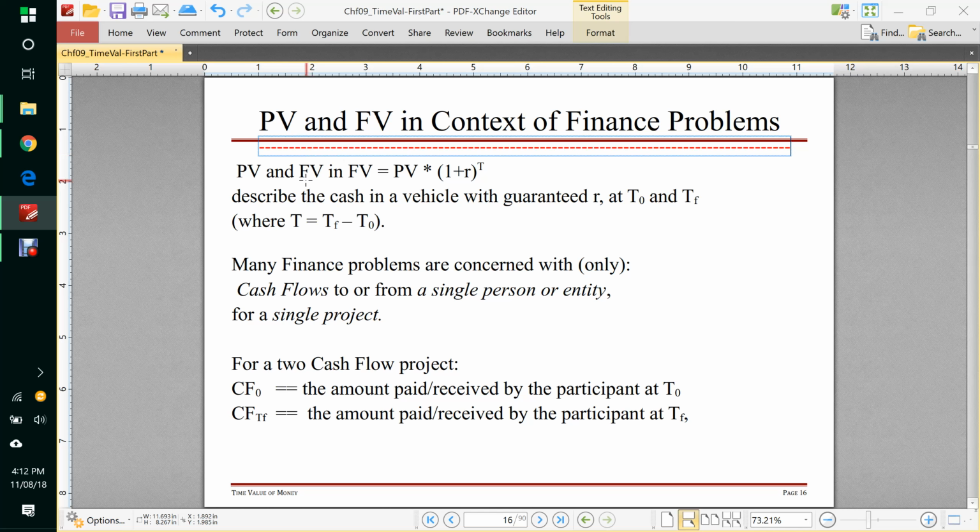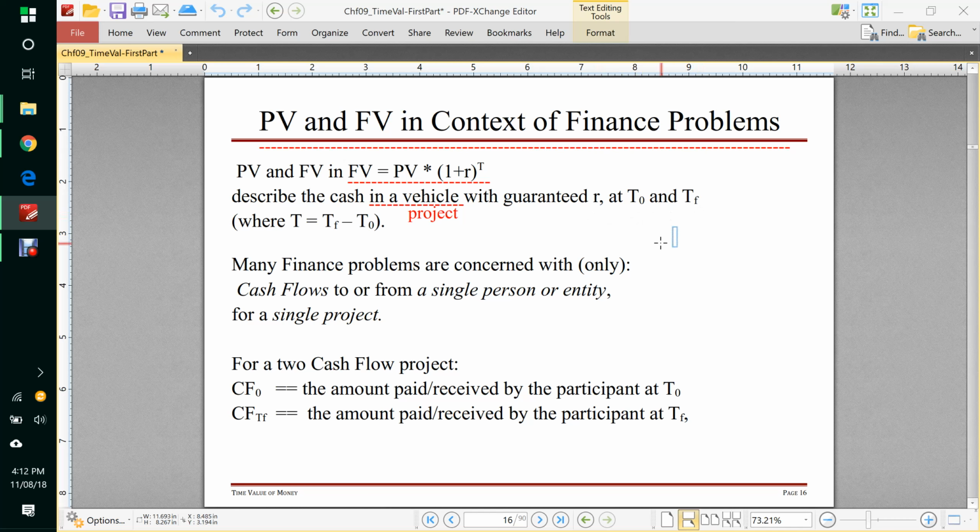If we're starting with this formula, the fundamental time value formula, what this is describing is the cash in a vehicle, in an investment project, in a project with a guaranteed interest rate at T0 and TF.